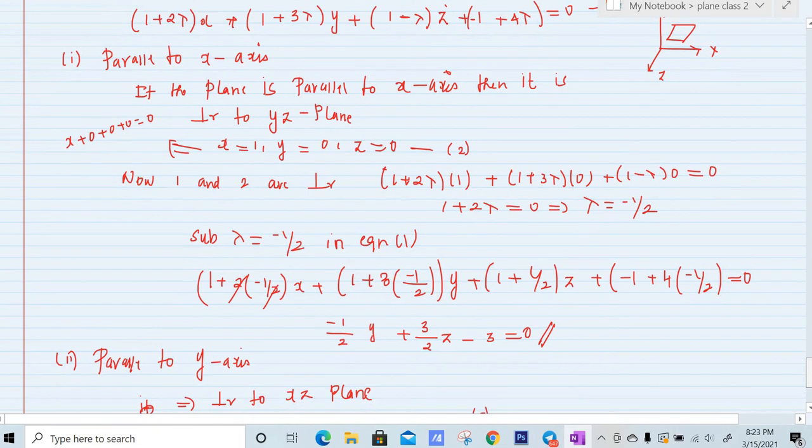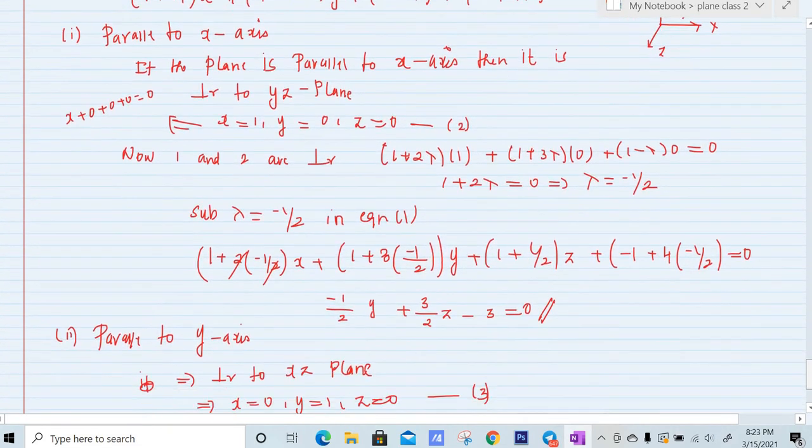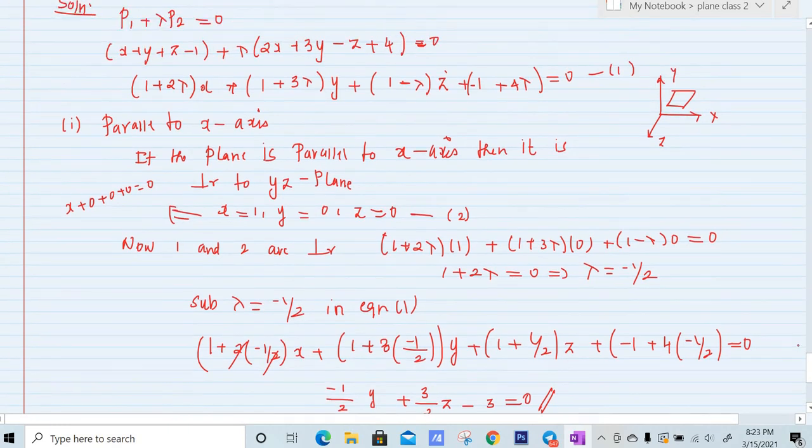Or you can also use some other concepts. That is, if two planes are parallel, then the direction ratios a1 by a2 is the same as b1 by b2 is the same as c1 by c2. Now we find the equation of the plane that is parallel to the x-axis, and you use the condition a1 by a2 is equal to b1 by b2 is equal to c1 by c2. In that way also you can find lambda.